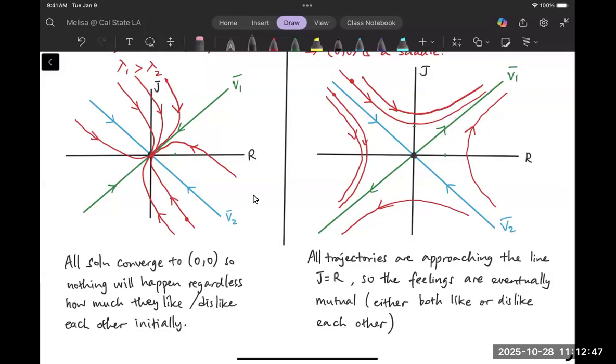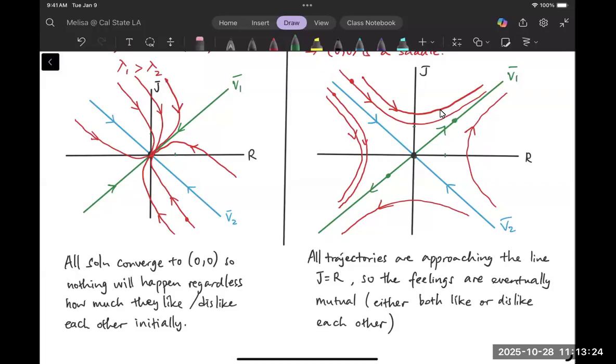Yeah, there's a question here in the chat. What happens when initial values are within the vectors? Yeah, so here you mean like along V1 or along V2? So if they are along V1, right? So just say you have initial value here, then you follow the arrow, they both like each other. Or if they start with the initial value right there in quadrant 3, so they dislike each other, then they will dislike each other forever.